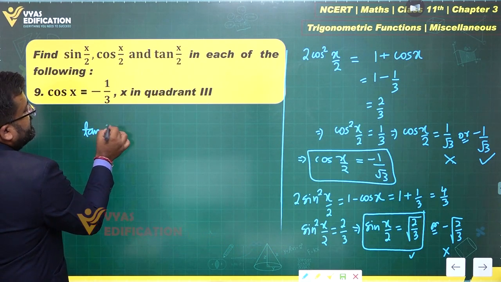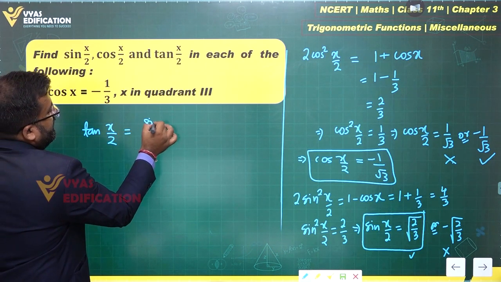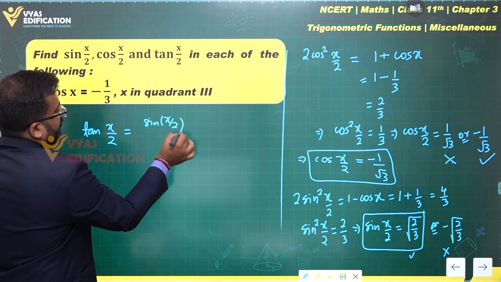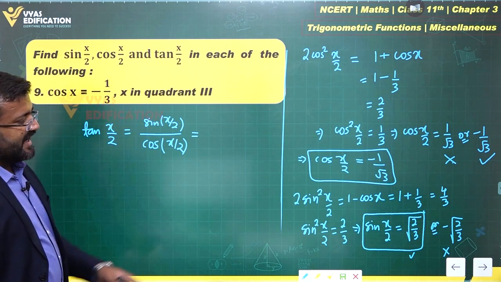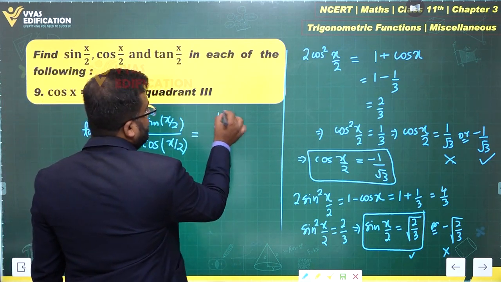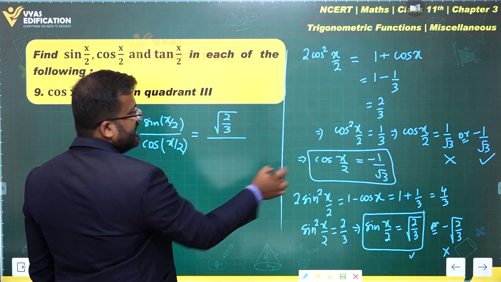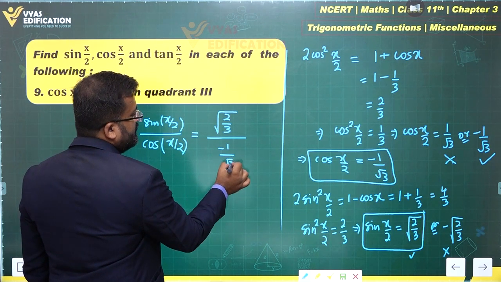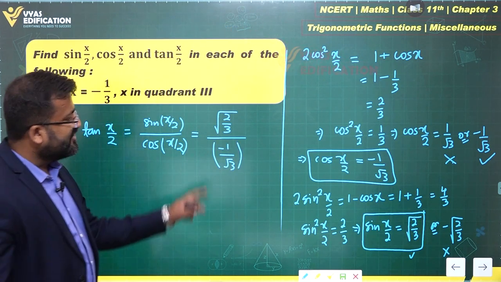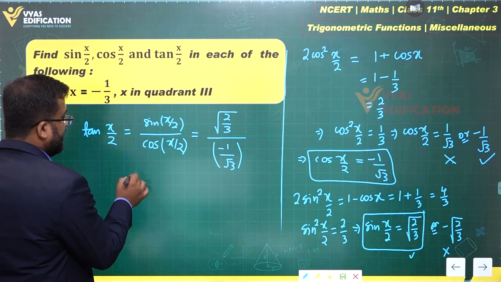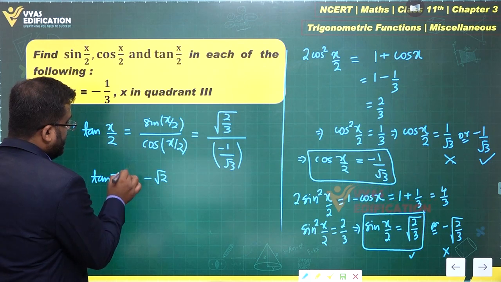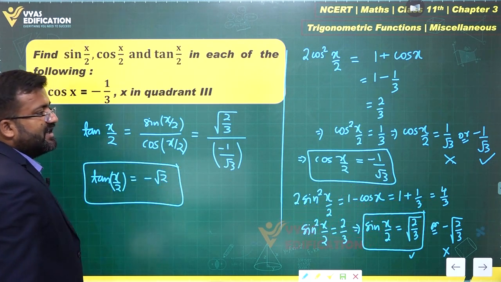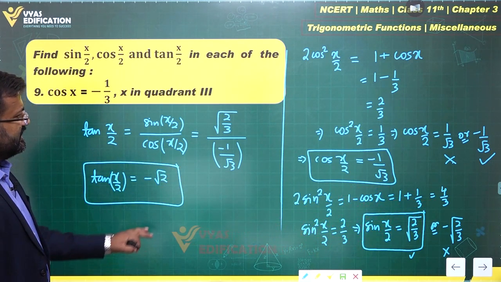Tan x by 2 is sin x by 2 over cos x by 2. What is this? Sin x by 2 is square root of 2 by 3, whole divided by minus 1 by square root of 3. You see that square root of 3 in the denominators will get cancelled. This becomes minus square root of 2. Tan x by 2 is equal to this. That is my answer for this question. Right? That's all in this question.